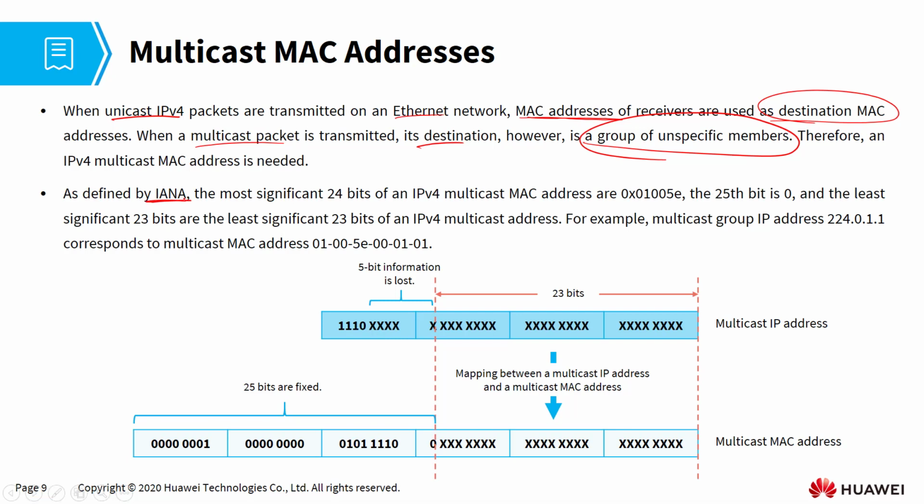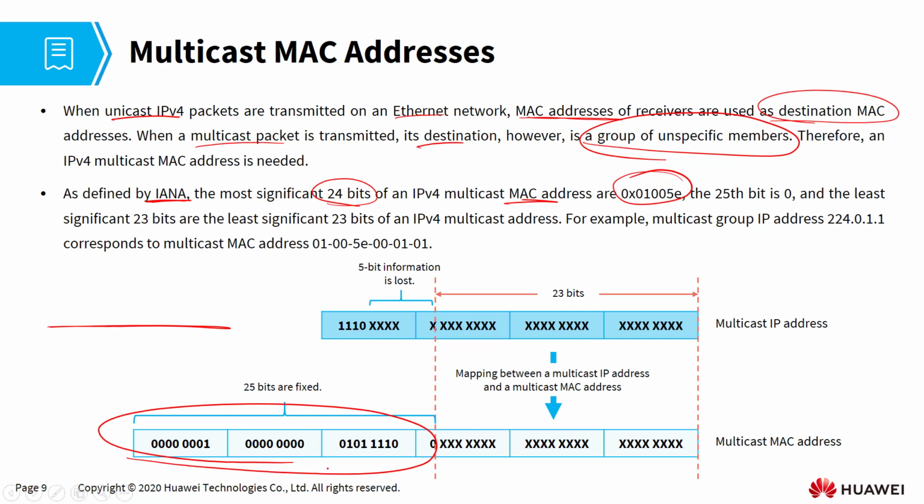Now, as defined by IANA, the most significant 24 bits of an IPv4 multicast MAC address are always these. So, the first 24 bits are 01, 00, and 5E. The 25th bit is a 0. This is how they are. And then the least significant 23 bits, this is the important part, are the least significant 23 bits of the IPv4 multicast address. Let us look at an example to better understand this.